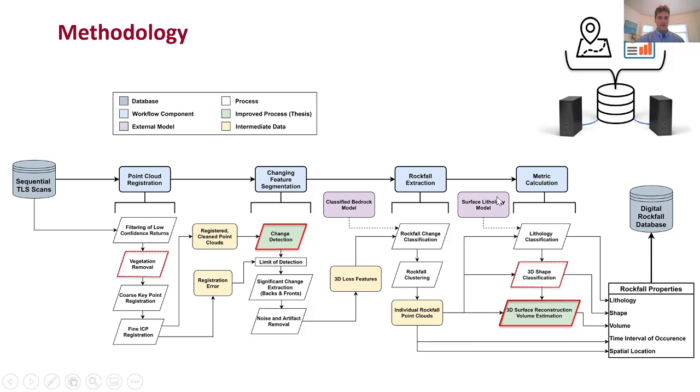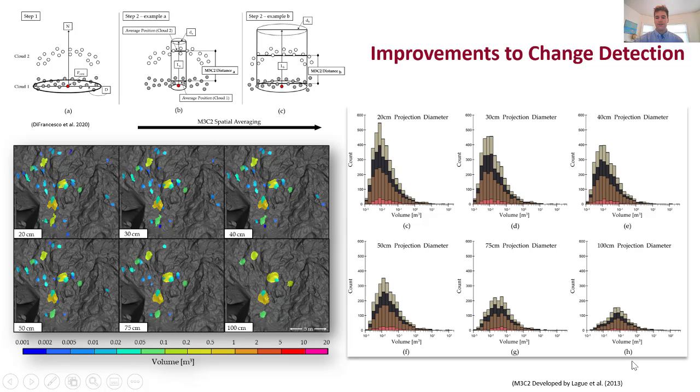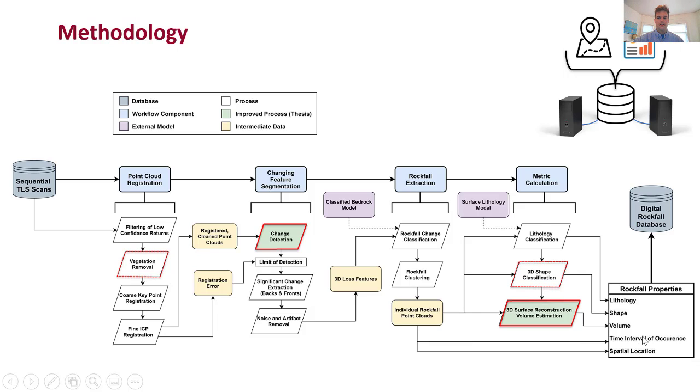This is a little more complex view of what this workflow might look like. We have a series of TLS scans. We register them into a common coordinate system, and this often involves removing vegetation and calculating some alignment matrices in order to get them in the same coordinate system. We then calculate the changing features using change detection, and we threshold them with a limit of detection. Then we need to classify the changes by using either a classified bedrock model or manually classifying them. Once we classify them, we can cluster them into individual rockfall events and calculate their metrics. Some of their metrics might be calculating lithology using a surface lithology model, classifying the 3D shape, calculating volume, as well as we have the spatial location of the rockfalls as well as the time interval of their occurrence. All these properties of each rockfall event can go into our database.